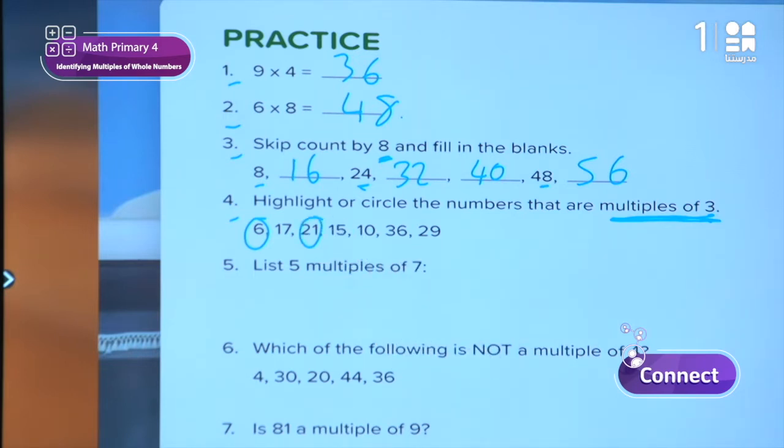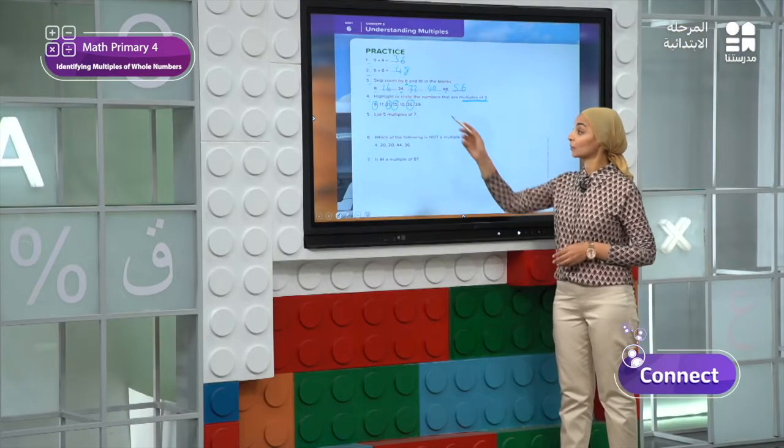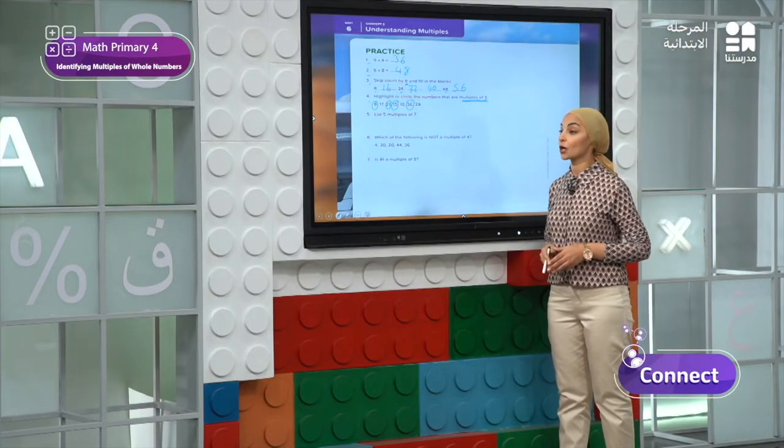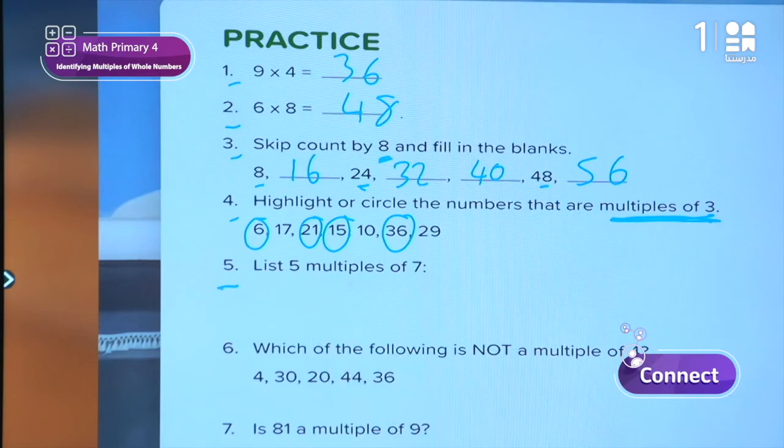What else? 15? Yes, I know. 15, a multiple of 3. What about 10? No, 10 is not a multiple of 3. So, 36? Yes, 36 is a multiple of 3. And what about 29? It is not a multiple of 3. And now, let's move to problem number 5.